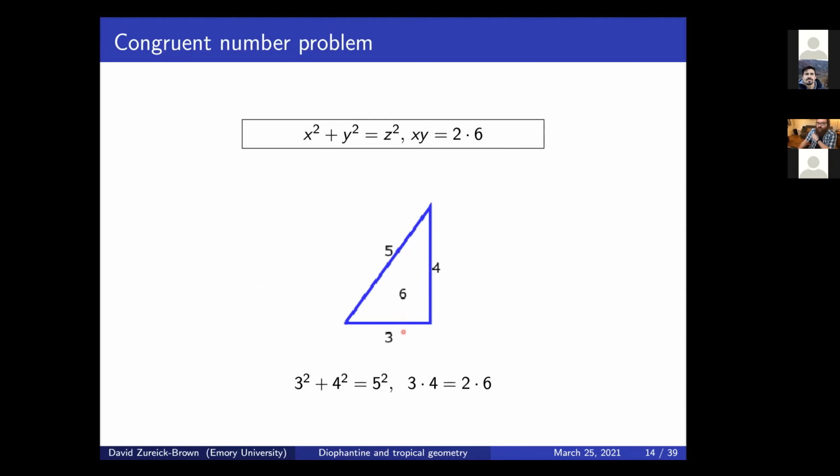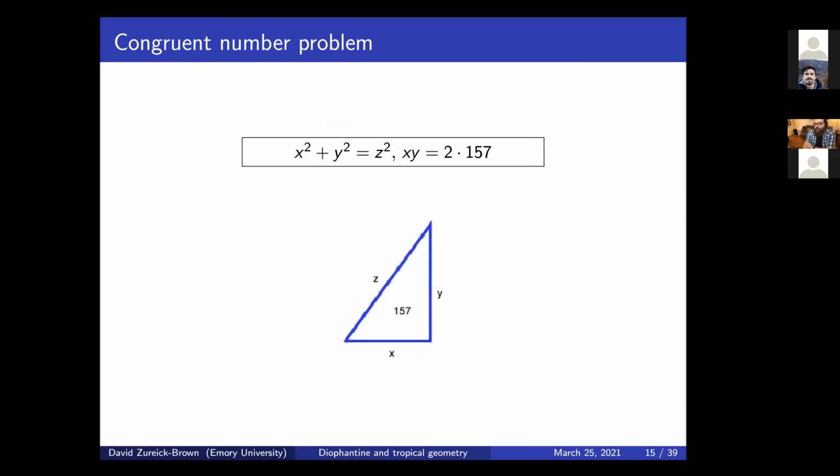And if you phrase this algebraically, well, you get two equations. Since it's a right triangle, you get the sum of squares equation, the first equation. And then you get an equation for the area, xy equals 2 times 6. The second one is not homogeneous. This actually gives you a curve. So it's 2 equations, 3 variables. And there's a way to compute the genus of these. In this case, the adjunction formula is the easiest way. But this turns out to be a genus 1 curve. And it's a famous old problem to understand which numbers are congruent.